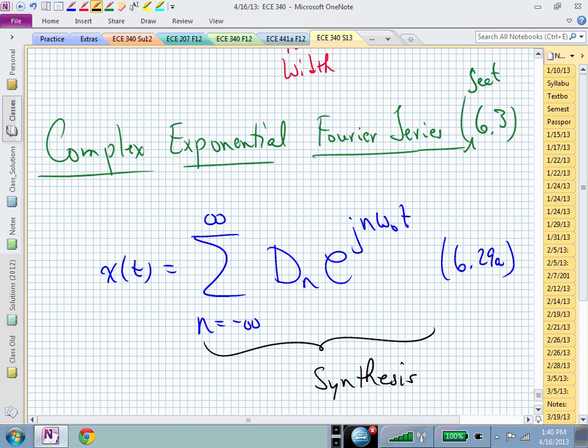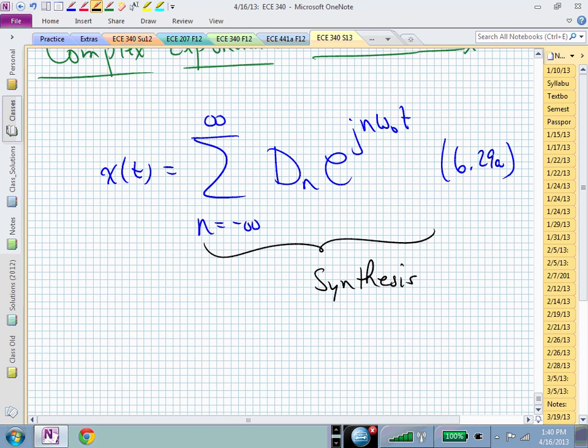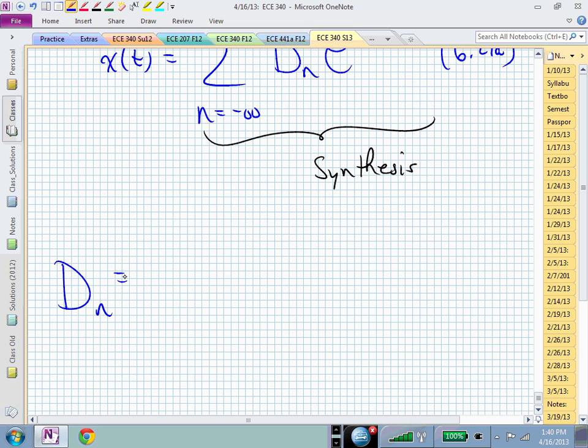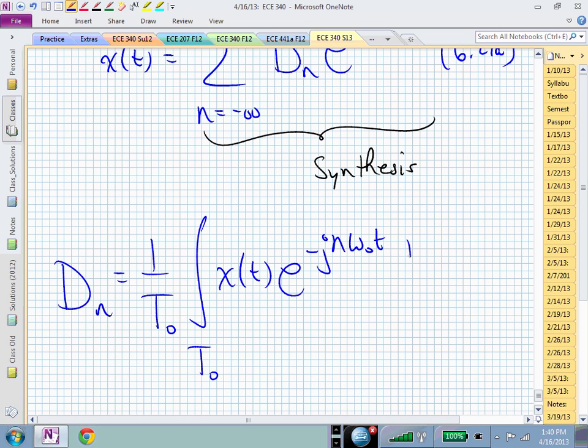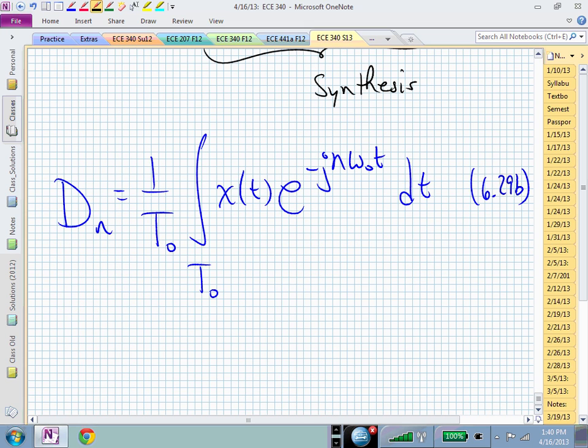That's the synthesis equation. We now need to find capital D sub n, which is the analysis equation for our x of t. What's the formula for D sub n? We divide out our period. We integrate over a period. We scale x of t by e to the minus j n omega naught t dt. Since that earlier one was the A piece, this is 6.29b, and this is the analysis equation. If somebody said, how much of the first harmonic do you have in that x of t, you could find it from this formula. How much of the fourth harmonic do you have? Well, you could plug in little n equal to 4 and find it. You could see how this x correlates to that frequency component.